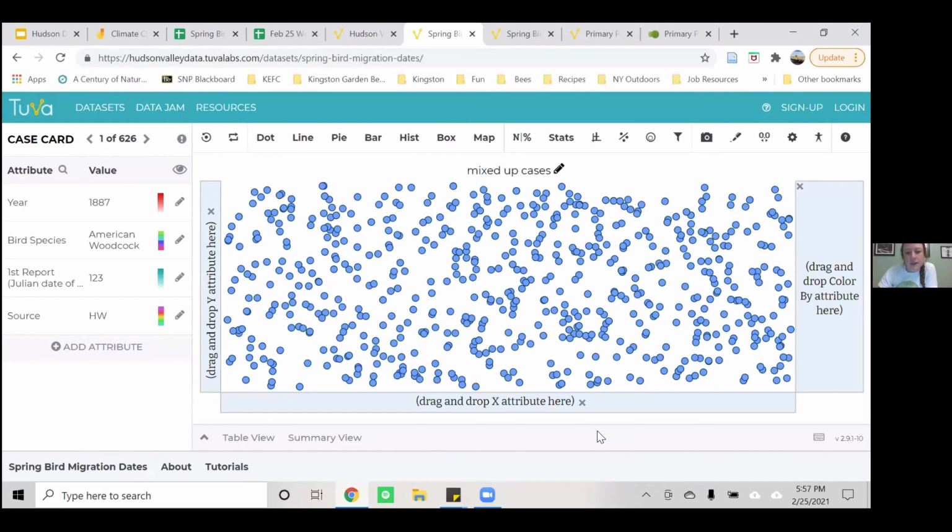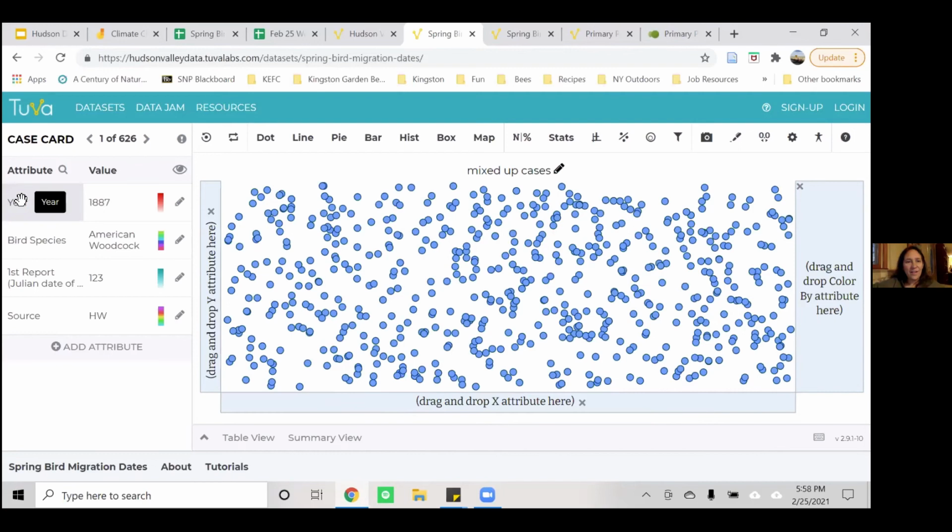But the really cool thing is we have this beautiful software that just plops down all the points. We get mixed up cases, so all those bird observations are just a dot on here. I want to recreate one of our graphs that we just made. So what am I going to put on the x-axis? The year. Julian calendar. The year. Oh, we have disagreement. What am I going to put on the x-axis? All right, I'm going to go with year.